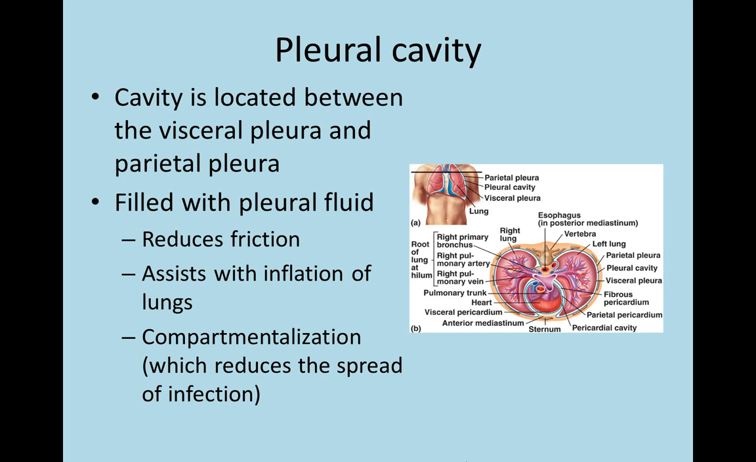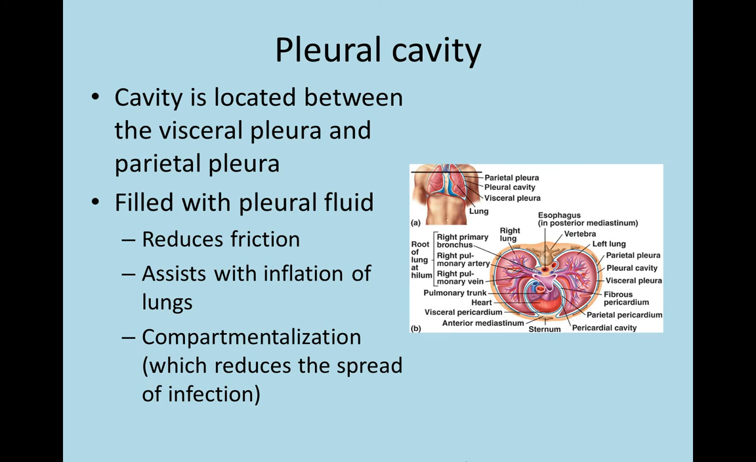The outer membrane surrounding your lungs is called the parietal pleura, and the inner membrane on the surface of your lungs is called the visceral pleura. And in between would be serous fluid. In this case, it's called pleural fluid, but it has the same purpose of any serous fluid.